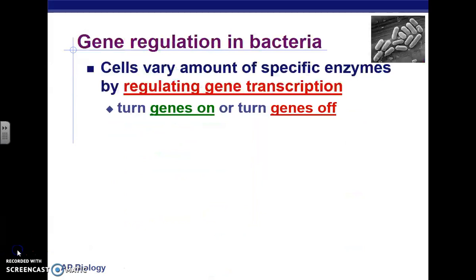Alright, so one more time. Again, we are going to talk about how genes regulate their transcription, and they do this by turning genes on and turning genes off. The next week or so is all about how this is done in prokaryotes, and then how all this is done in eukaryotes.